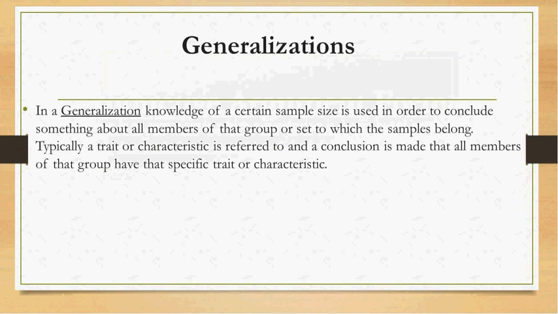The next type of inductive argument is a generalization. In a generalization, knowledge of a certain sample size is used in order to conclude something about all members of that group or set to which the sample belongs. Typically a trait or a characteristic is singled out, and then a conclusion is made that all members of that group have that specific trait or characteristic.